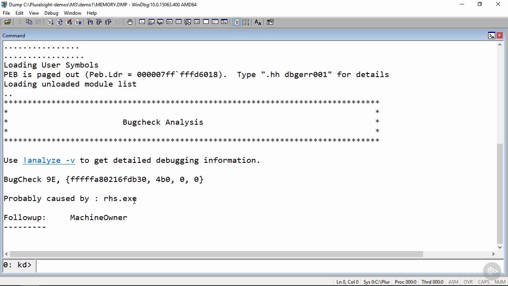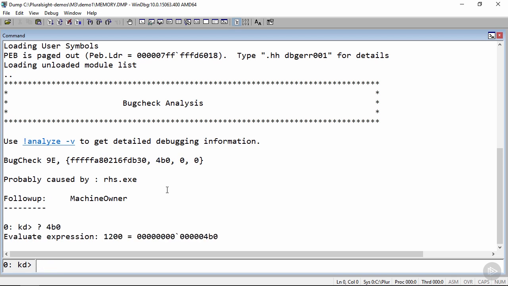As you can see, the debugger has already said that it was probably caused by the RHS process, so we can pretty safely conclude that this is the process ID of the RHS process. But let's take a look at a few things before then. We know this is the timeout value, so let's take a look at that value. If we do a question mark of 4BAF0, it tells us that it is decimal 1200 seconds.